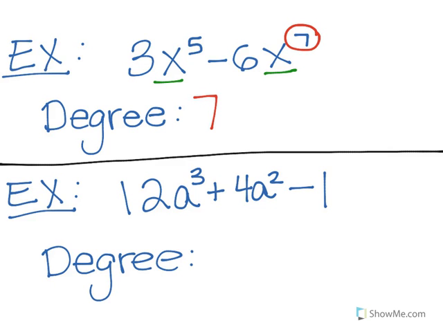Let's look at this next example. 12a to the third plus 4a to the second minus 1. The highest degree is 3. So this is going to be a polynomial of degree 3. Now I just want to point out, it's all in one variable, a and a, but there isn't an a to the first. But there doesn't have to be. Nobody said that you have to include every single value down 3, 2, 1, 0. You are just looking for the highest valued exponent.